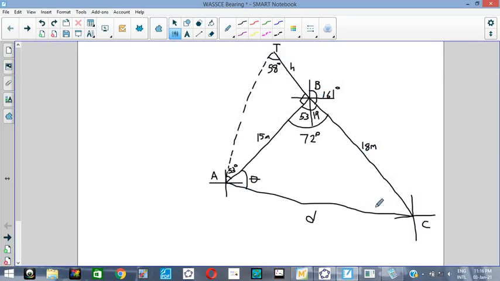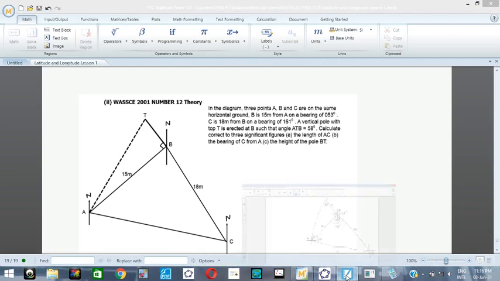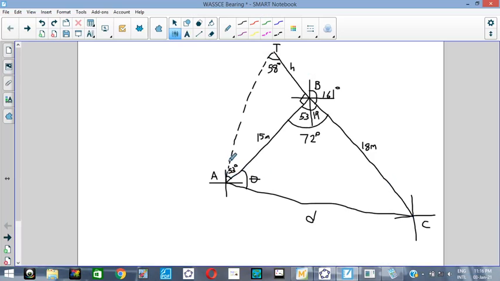Then we join A to C. The question says we should calculate the length AC, which is basic cosine rule. You can do that easily. Then the bearing of C from A is this full turning, which is 53 plus theta, and we use sine rule to get our theta and cosine rule to get our length AC. Then the height of this pole is very simple. Just use your tangent in trigonometric ratio, which is opposite over adjacent, to get your height, and that is all. So this is the end of this question.